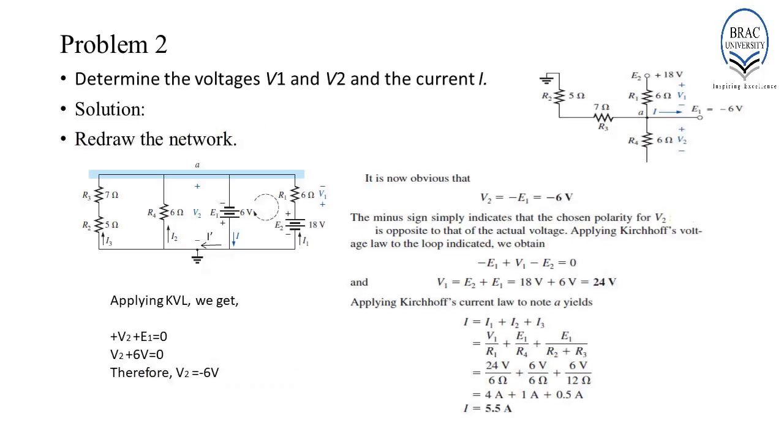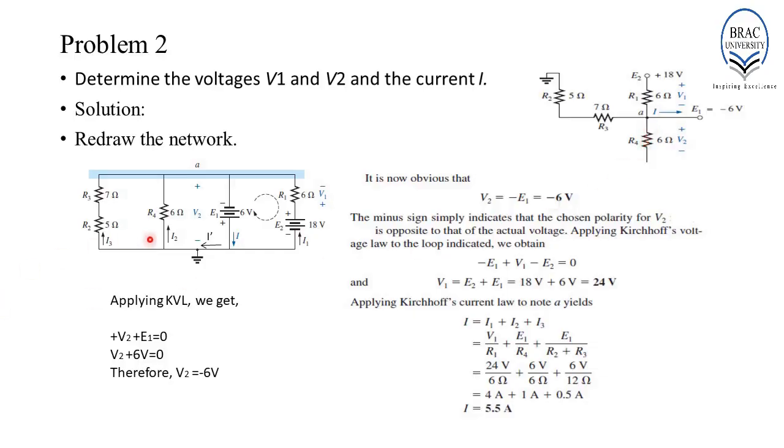Example 2. For the network given over here, we need to determine the voltages V1 and V2 and the current I. Now, before moving on with the calculations, it will be easier for us to understand this network if we redraw it. So, in order to redraw this network, I'll consider one of the nodes as a reference node or a reference point. Over here, I'm taking node A as the reference node.